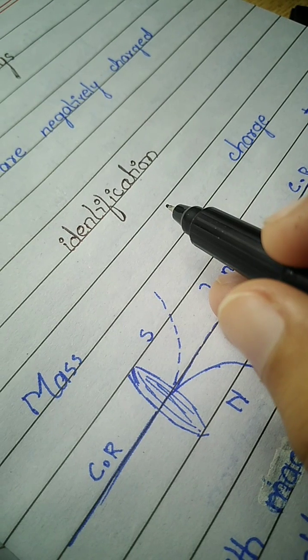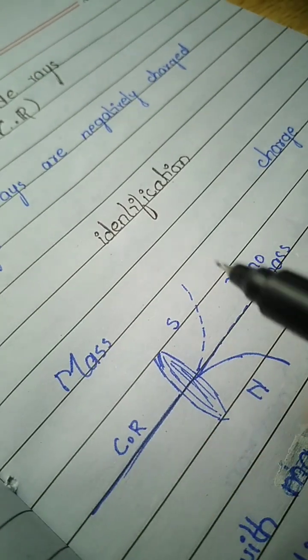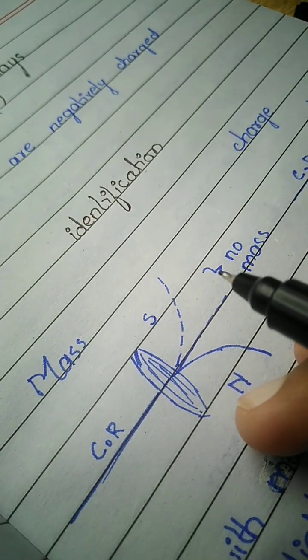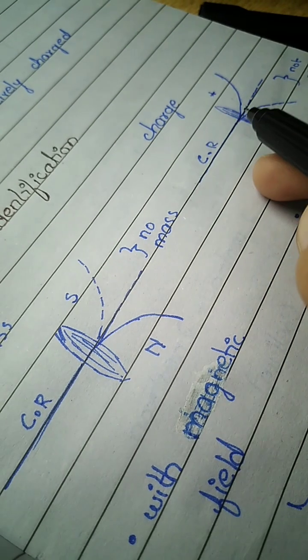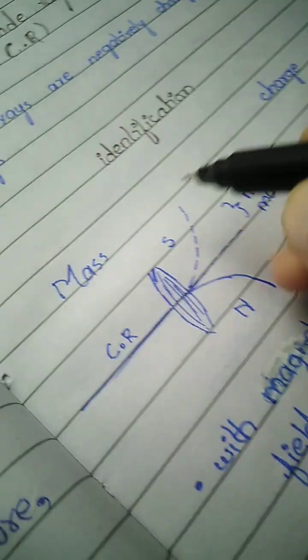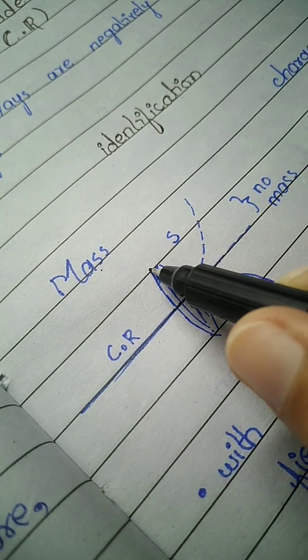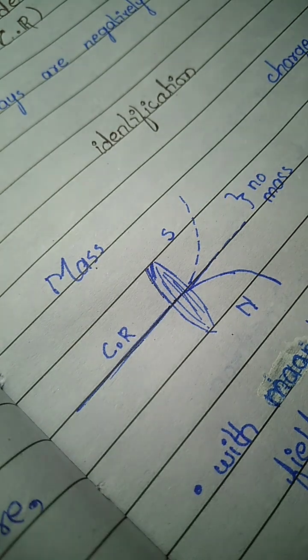As you know, a particle consists of a mass and a charge, but here it is a ray. So we have to just identify whether it has a mass or whether it has a charge or not. So what will we do? We will just pass the cathode ray through this field.